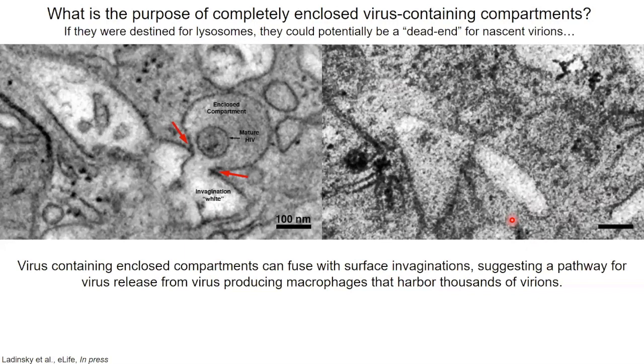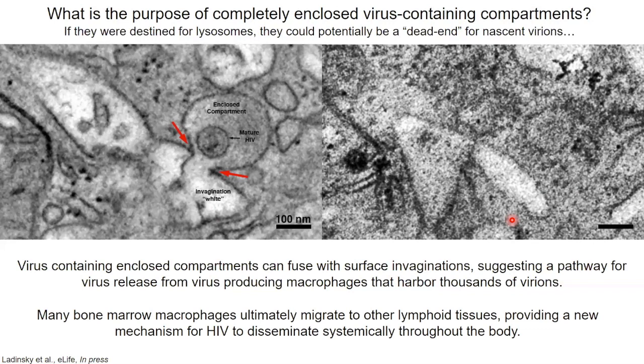One other thing that's really interesting but speculative is that maybe these macrophages are in the process of going somewhere else. If you take one of these macrophages that's filled with thousands of viruses and let it go out and infect things in some other tissue, you can see a pretty good vehicle for dissemination of virus to diverse tissues throughout the body.